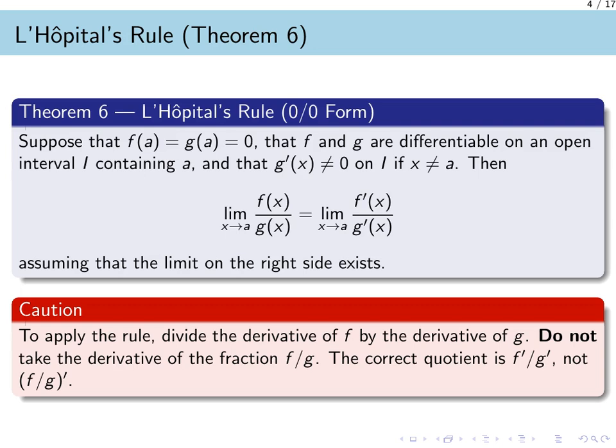As long as the functions are differentiable and the derivative of the denominator is not 0, the original limit is equal to the limit of a new fraction, the derivative of f of x divided by the derivative of g of x. A crucial warning is to not confuse this with the quotient rule. You are not taking the derivative of the entire fraction, but rather the derivatives of the numerator and denominator separately. In short, this rule lets us replace a difficult 0 over 0 limit with a potentially much simpler one by comparing how fast the top and bottom functions are changing.